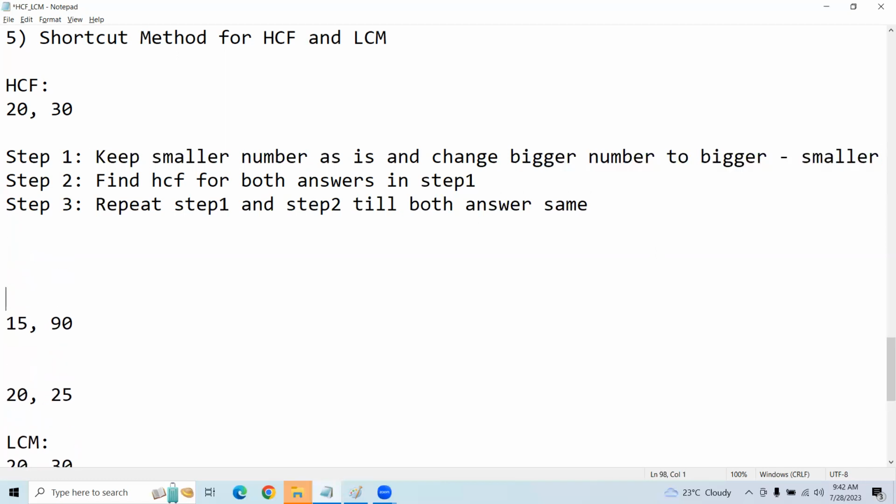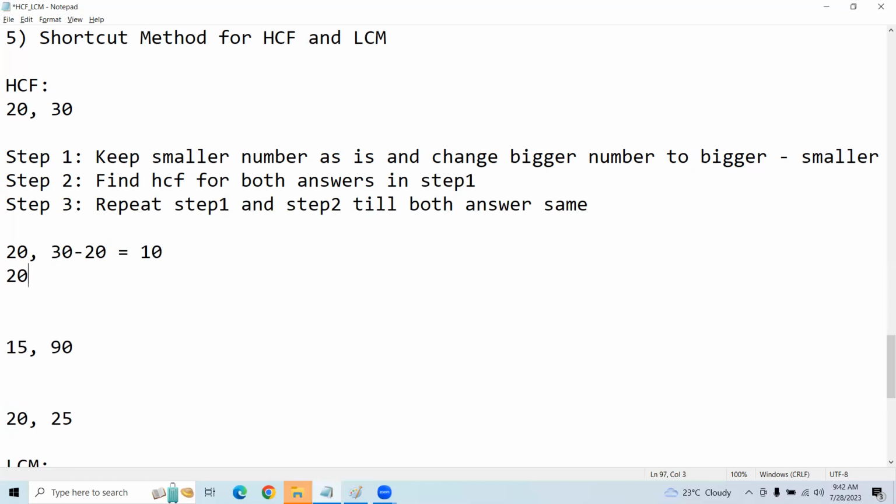So let's try to solve this. Step 1: keep the smaller number as is and change the bigger number to bigger minus smaller. So can I say 30 minus 20 is equal to 10? So 20, 10 are the answers of step 1. Do you know the HCF of 20 and 10? You can say 10 1s are 10, 10 2s are 20, so the HCF is 10.